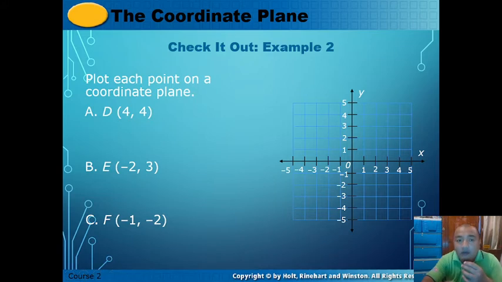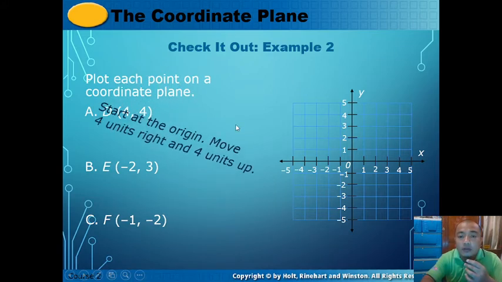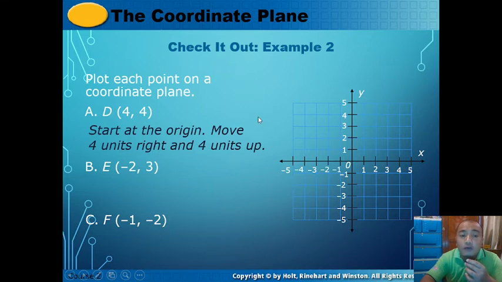Next example, plot each point on a coordinate plane. D, 4, 4. Start at the origin, move 4 units right and 4 units up. Answer: 4 to the right and 4 units up, point D.